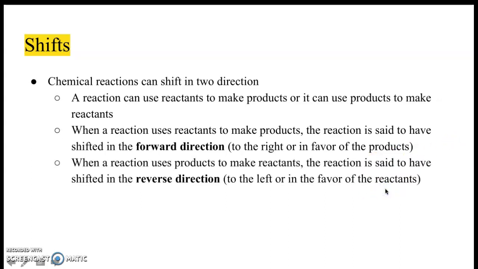An equilibrium can also shift where it's using the products to make reactants. This reaction is said to have shifted in the reverse direction. It can also be referred to as a left shift or favoring the reactants. So sometimes the terminology with these questions can be a little confusing because there's a few ways to say the same thing. Favoring the forward direction, shifting to the right, favoring the products. All 3 of these phrases mean the same thing. Just like shifting in the reverse direction means shifting to the left or favoring the reactants.